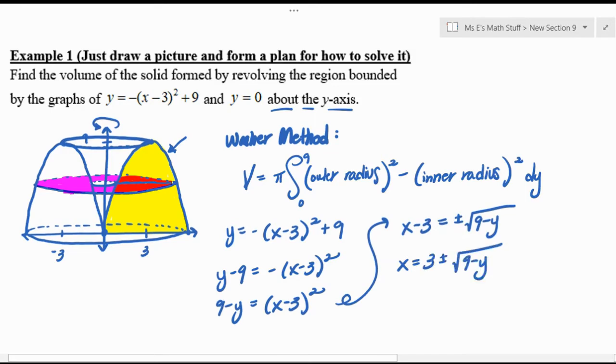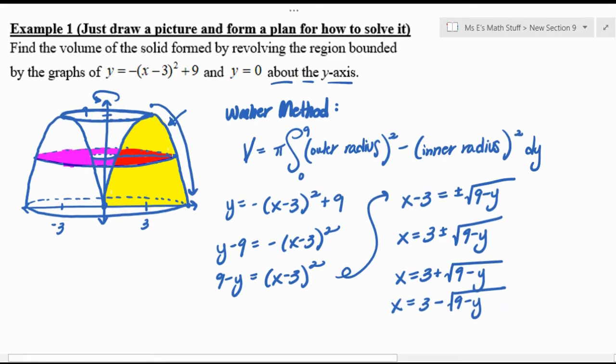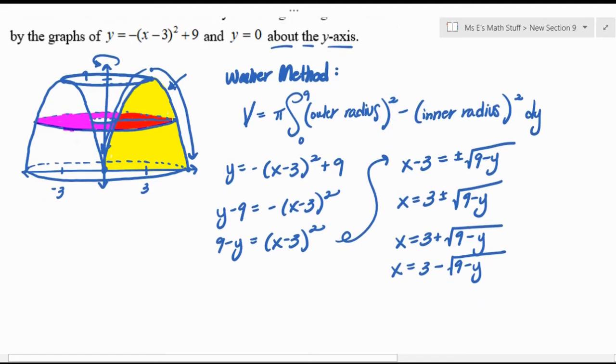And at this point, if you haven't started disliking this yet, you probably have started disliking this now. The point of this problem is that there's going to be more than one way to find volumes of revolution, because sometimes the washer method really kind of stinks. It's doable, but it's kind of a pain in the rear. So funny story, x equals 3 plus the square root of 9 minus y is the right side of this parabola. Guess what x equals 3 minus the square root of 9 minus y is? Yeah, that's the left side of the parabola. Anyway, you could finish this out, but you'd have some work.